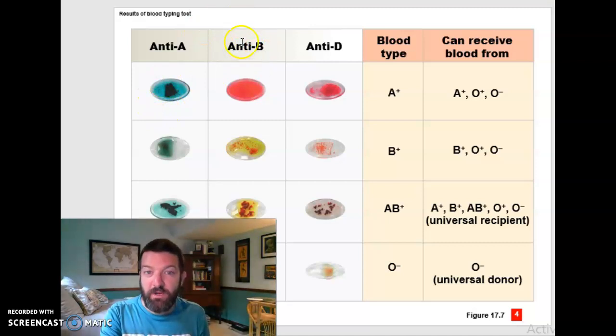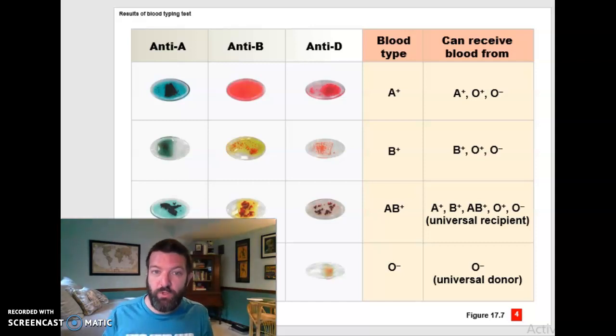So if I put the A antibody in there and it clumps, I have the A antigen. If I put the B antibody in there and it doesn't clump, there must not have been the B antigen in that blood. If I put the anti-RH or anti-D antibody in there and it does clump, that means they must have had the RH antigen or the D antigen. Same thing. So this person has the A and the RH antigens. They are A positive. They're positive for RH or D. If that makes sense.